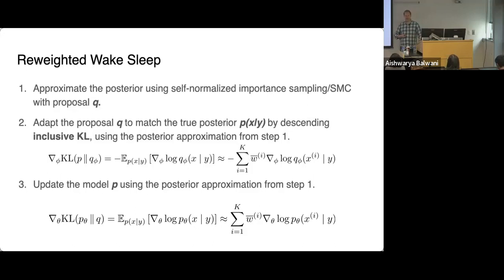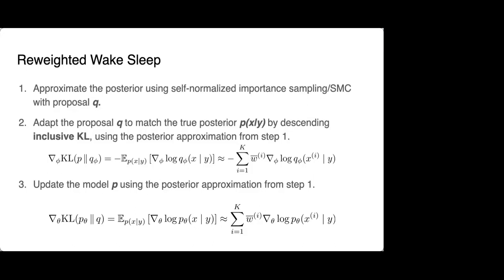Other questions? Can I ask a question? I'm from online. Yeah, sure. The first question is why you can use the importance samples to estimate the expectation over P, because Q is not the same as P.